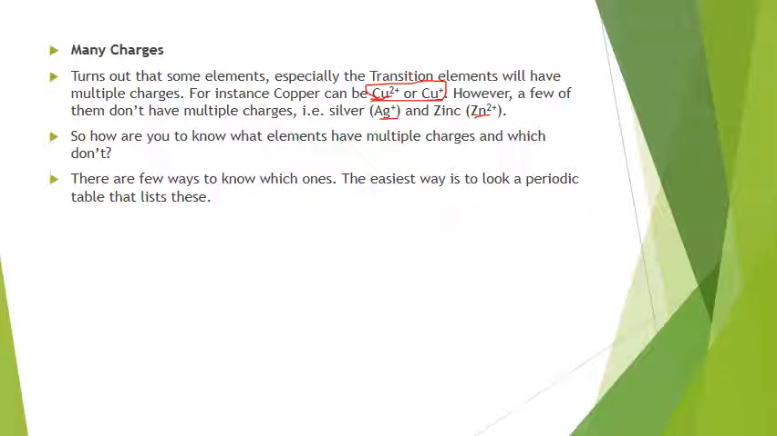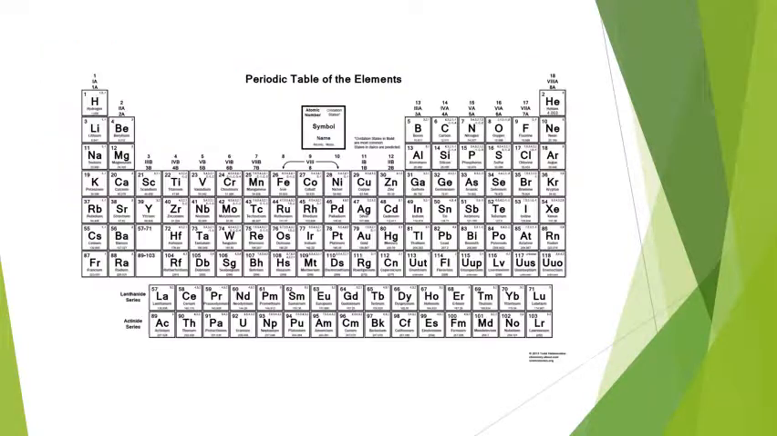So how do you know what elements have the multiple charges and which don't? Well, there are a few ways to know this. These ways look at a periodic table that lists these. Now, not all periodic tables will have this, but I'm going to show you one that does. So here's the periodic table. And I'm not sure which one you're going to use. By the way, you're allowed to use a periodic table for any tests. And this would be perfectly fine to use.